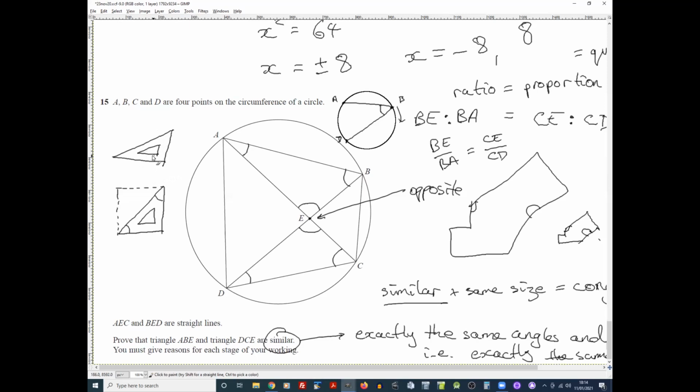What about this one? What about this set square? What angles has it got apart from a right angle there? Can you guess? Probably like 15, 17. Oh, 45.